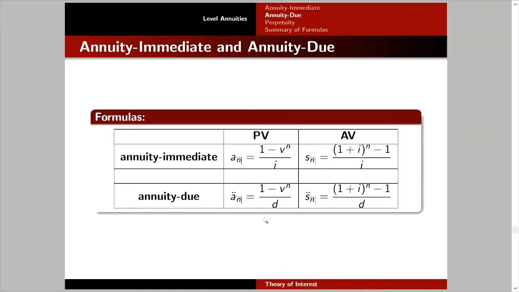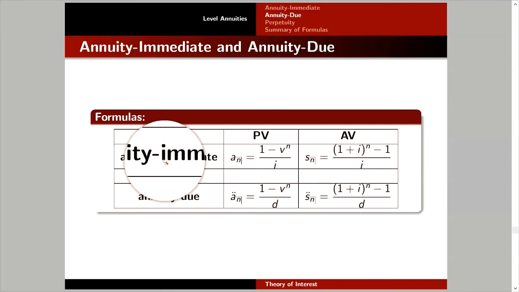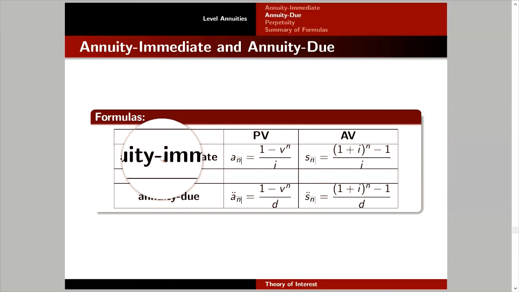Now, para hindi rin kayo mahirapan mag-memorize kung sino ba yung end of the period or end of every period, sino yung beginning of every period, ganito lang yon. Annuity immediate. Immediate starts with a vowel, i. Ang kapartner niya, si end. At the end of each period. End starts with a vowel, e, right?